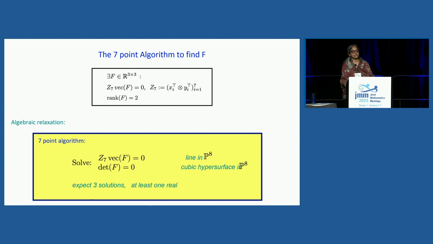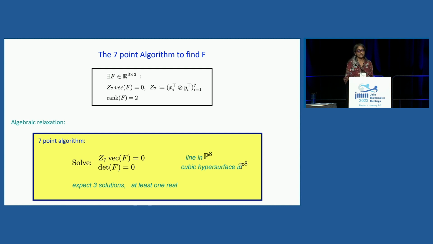And now, instead of solving for rank F equal to 2, we solve for determinant F equal to 0. So that's the closure. It's an algebraic problem now. And this is a cubic hypersurface in P8. Or it's actually a hypersurface in the space of 3 by 3 matrices. So I'm kind of identifying the two. OK, so now what we have is a cubic hypersurface that's being intersected with a line in the space of 3 by 3 matrices. So we expect 3 solutions, and at least one of them is guaranteed to be real.